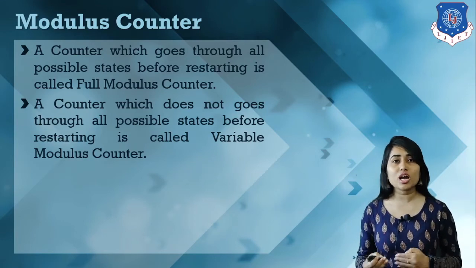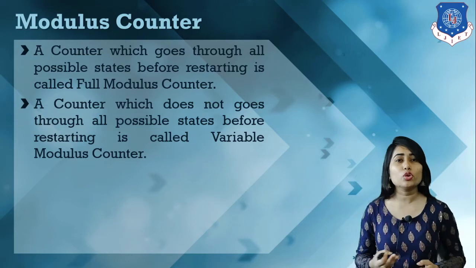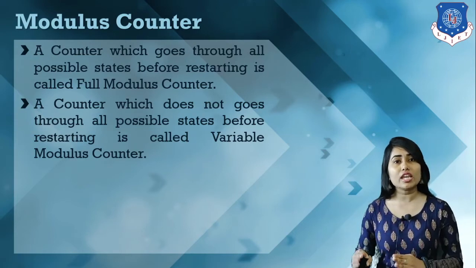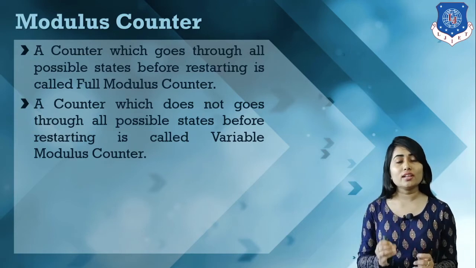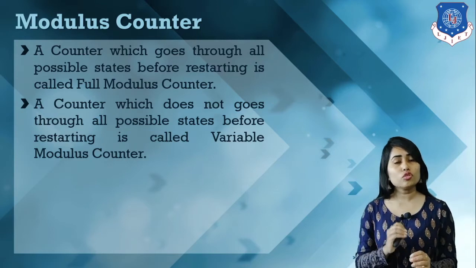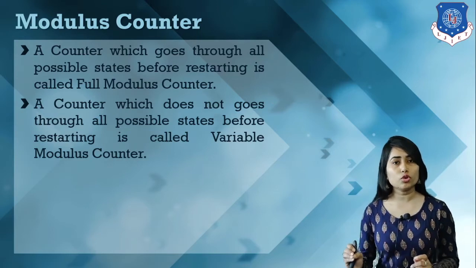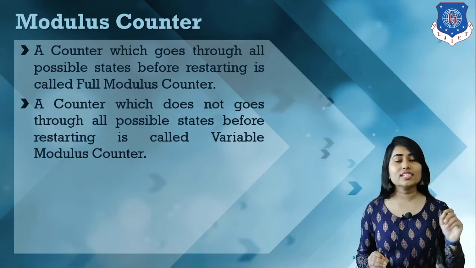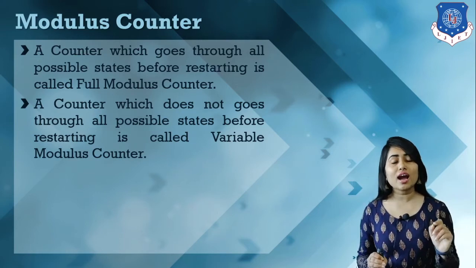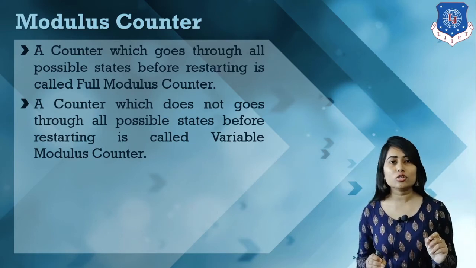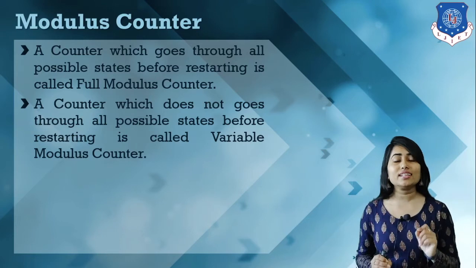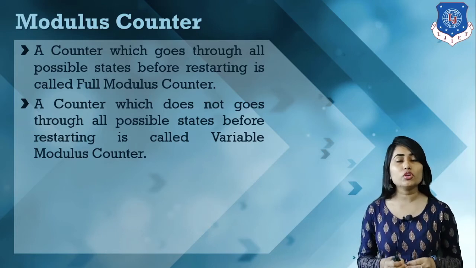We have some counters, for example modulo 12, that means it counts up to 12, that means 0 to 11. For this we have to use 4 flip-flops, but all these 4 flip-flops do not count all the possible states. Okay, that's why it is known as a variable modulus counter.